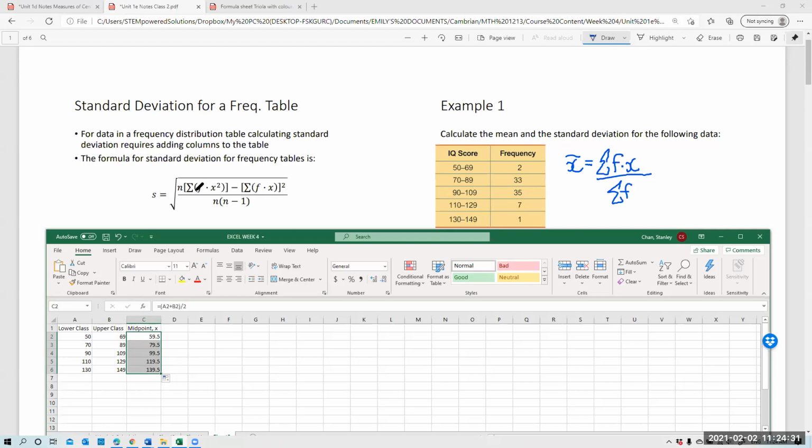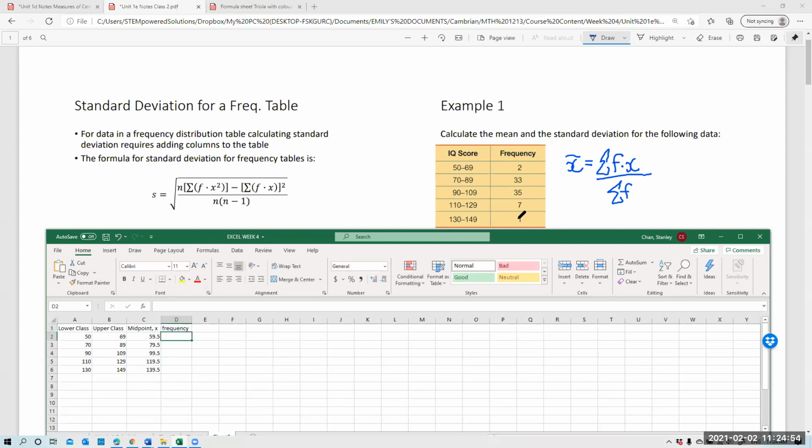Okay. So now I'm going to start to tabulate what this formula is asking me to do. So I need to take my x and I need to square it. But I'm actually going to take my frequencies and multiply them by my x. So here we go. All of my frequencies are listed in my frequency table right over here. So my frequencies are 2, 33, 35, 7, and 1. So all that information is already given and provided in the table.